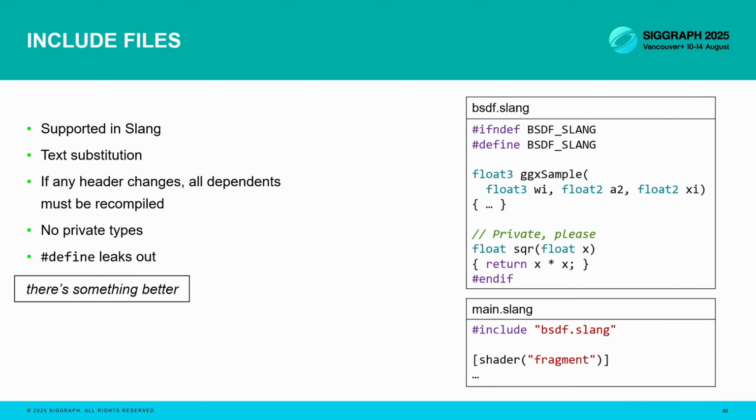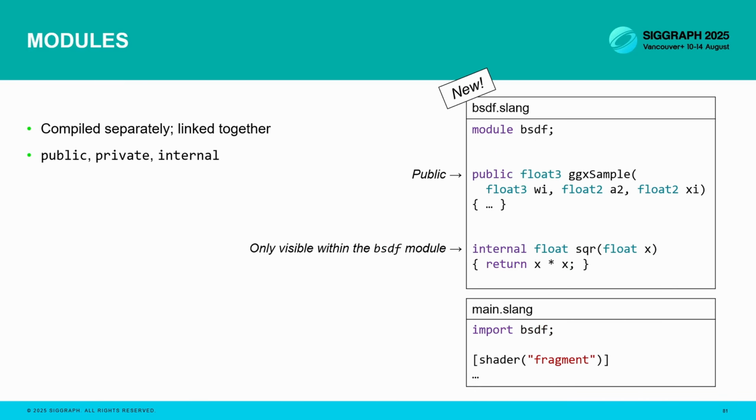With Slang, there's something better. Slang introduces support for modules in shader languages. These look a lot like standard include files, but they're compiled separately and then linked together. This can improve compile times, as we'll talk about in a bit. You can also have public, private, and internal members.